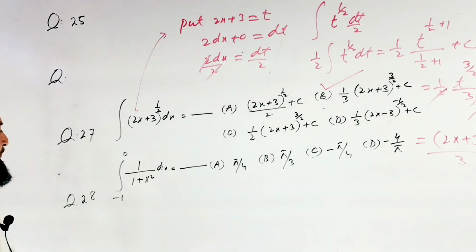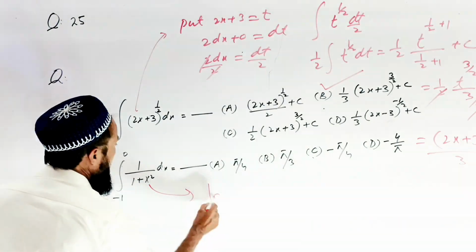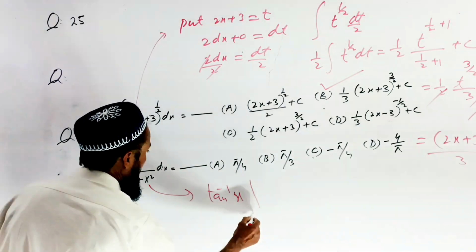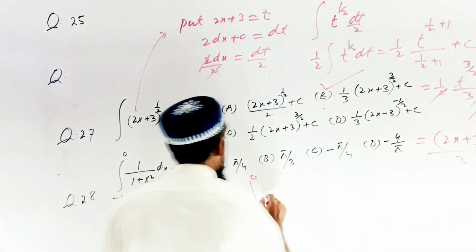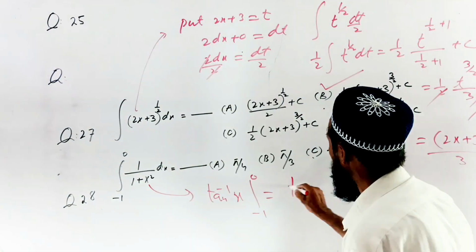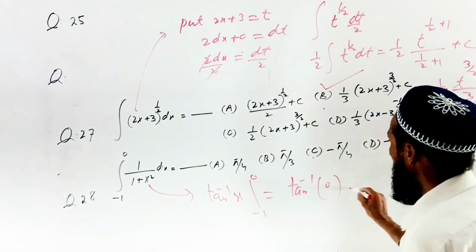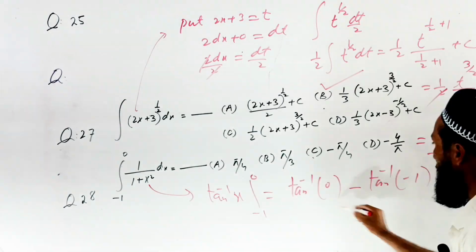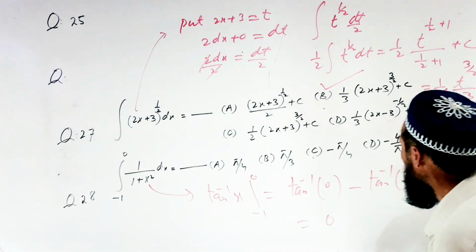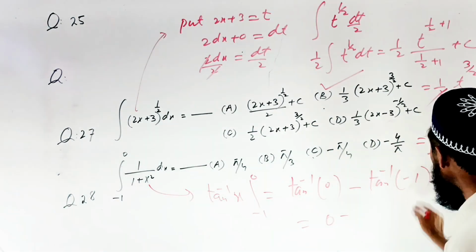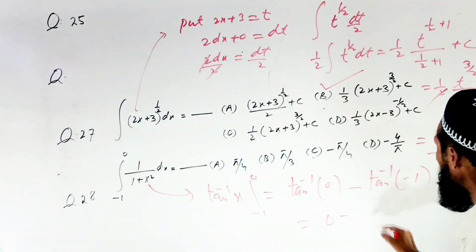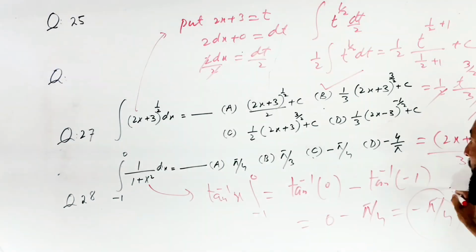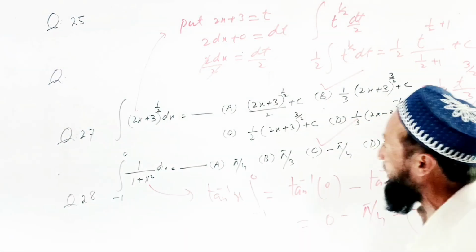Similarly, integration of, this is the formula, we can write tangent inverse x, with limits minus 1 and 0. Here we first put the upper limit: tangent inverse 0 minus tangent inverse of minus 1. Tangent inverse 0 is equal to 0, and tangent inverse of minus 1 we get minus pi by 4. So we get 0 minus (minus pi by 4), which is pi by 4. C is the correct option.